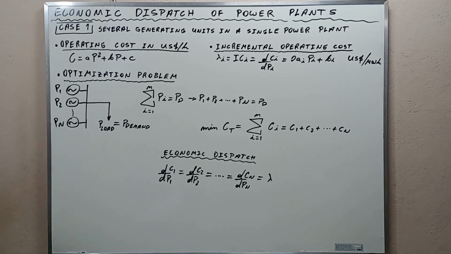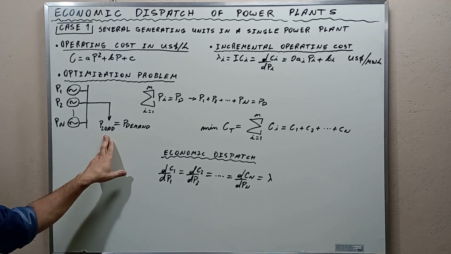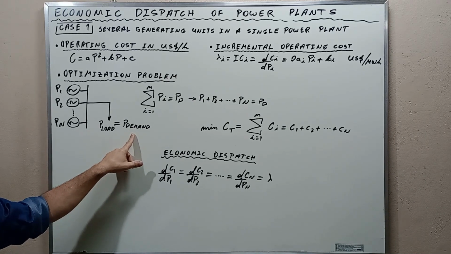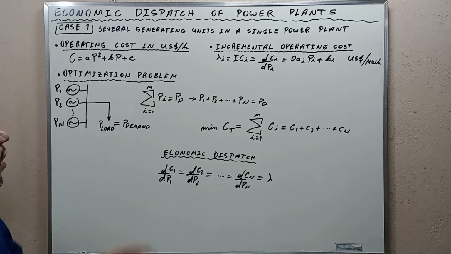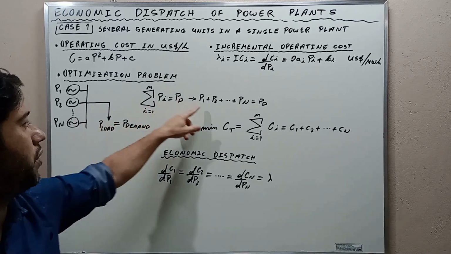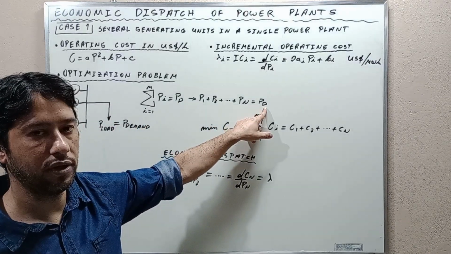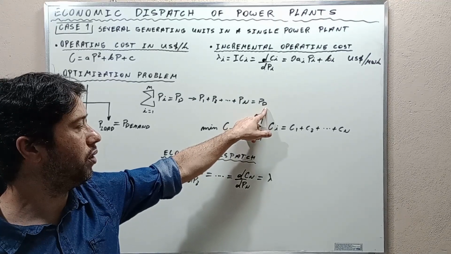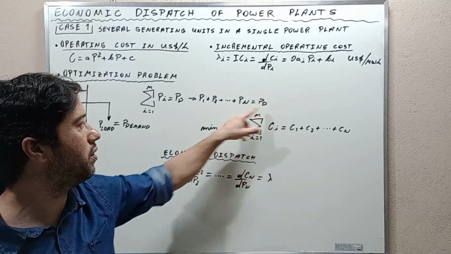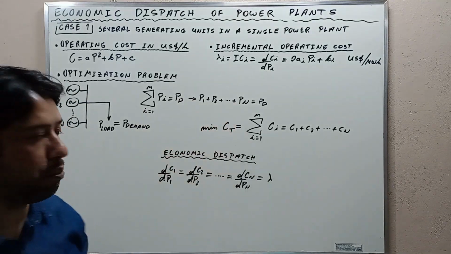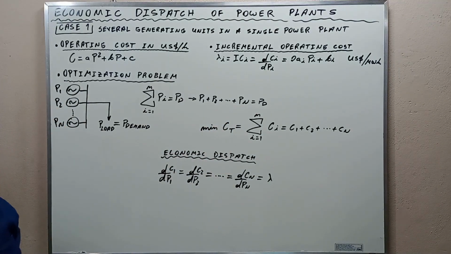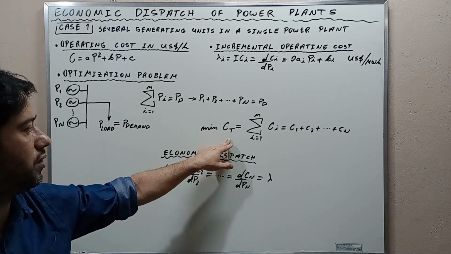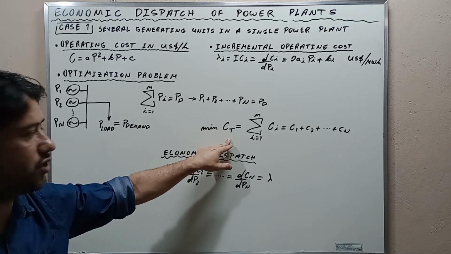Suppose that there are many generating units in a power plant dispatched to feed a load. The power that has to be delivered to the load is the demand, okay? And the generating units will be dispatched to feed the load. The power delivered to the load, the demand, is the sum of the individual powers. What we want is to minimize the cost.